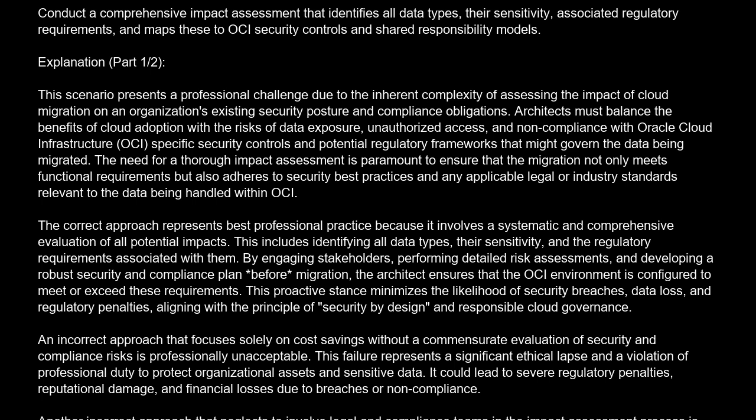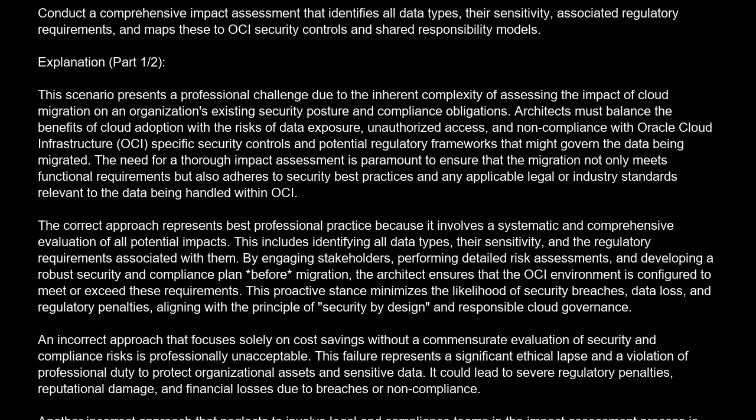The need for a thorough impact assessment is paramount to ensure that the migration not only meets functional requirements, but also adheres to security best practices and any applicable legal or industry standards relevant to the data being handled within OCI. The correct approach represents best professional practice because it involves a systematic and comprehensive evaluation of all potential impacts. This includes identifying all data types, their sensitivity, and the regulatory requirements associated with them.